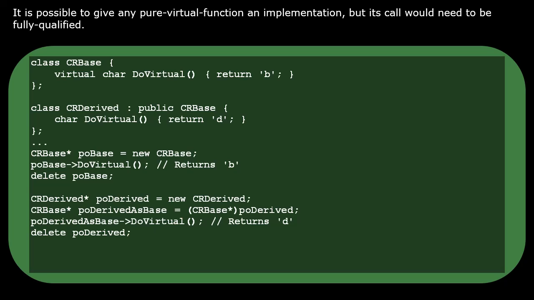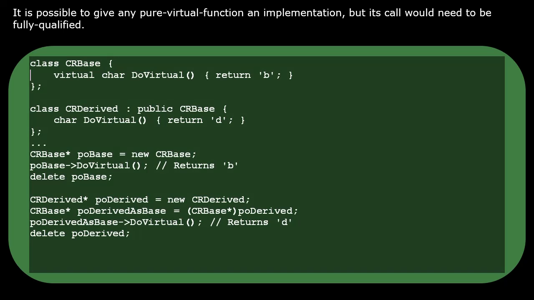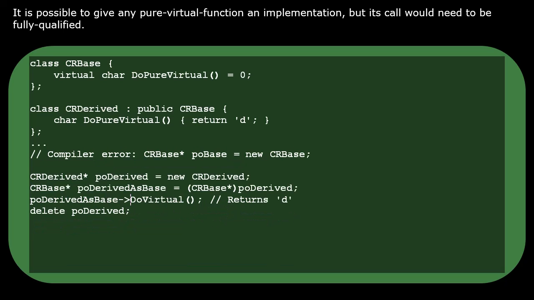Recall that a virtual function can have its own implementation in the base class for those times when the object actually is a CR base object. If that virtual function were pure virtual, then the client code would not be allowed to instantiate CR base, and the derived class would be required to provide its own custom implementation of this function.